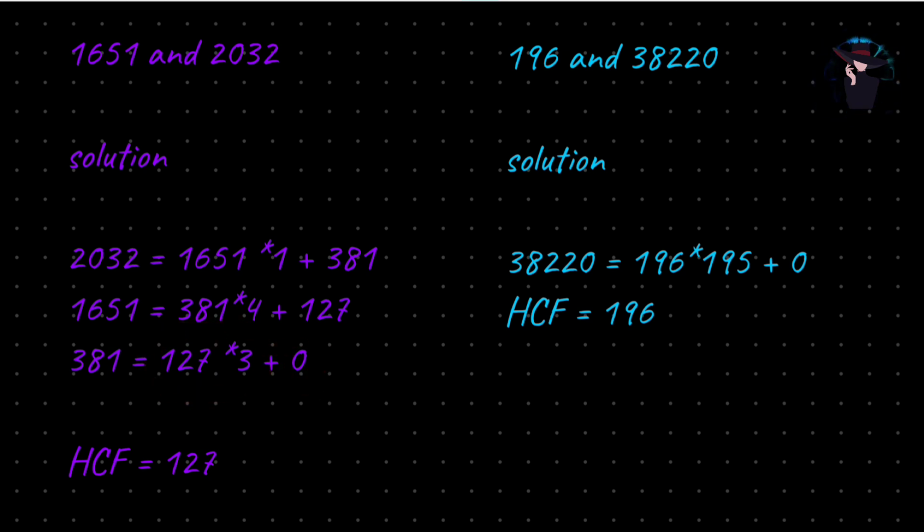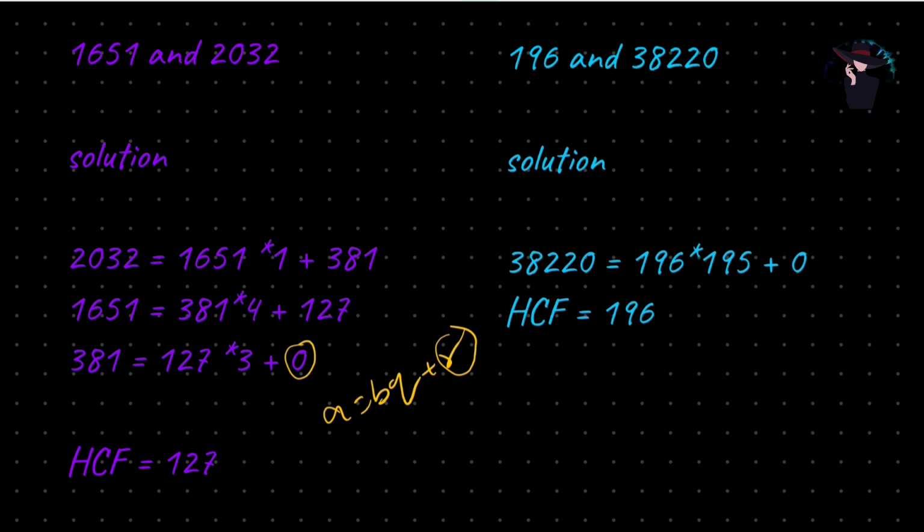So what was the process of doing that? a is equal to bq plus r, right? We should do this until we get the value of r equal to 0, and the value of r should not exceed the value of b, right? So the HCF is 127.